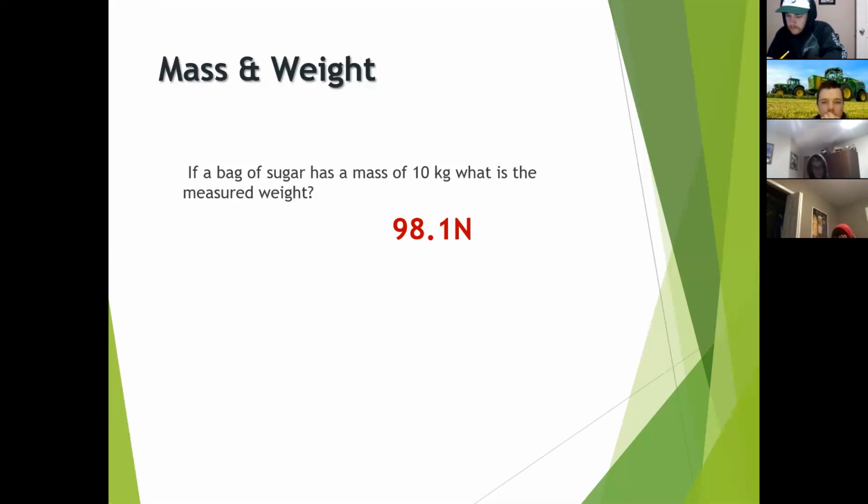Next one. A dumbbell weighs, because we're all thinking about working out these days, right? Maybe not, maybe just me.